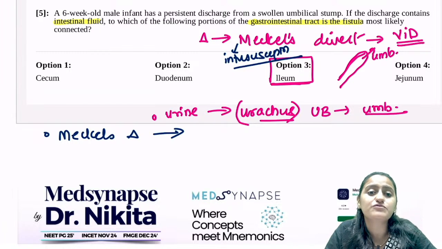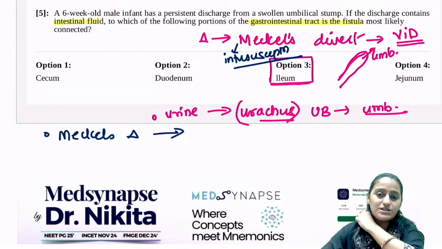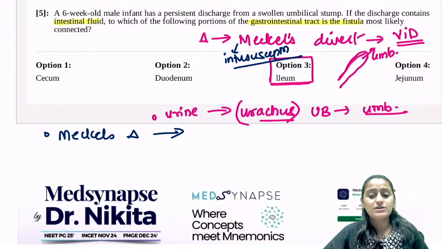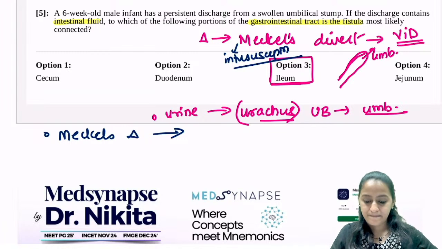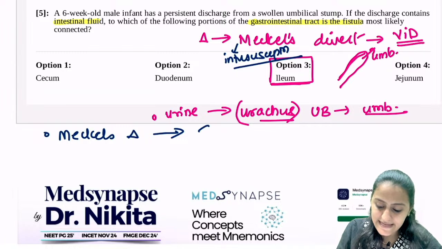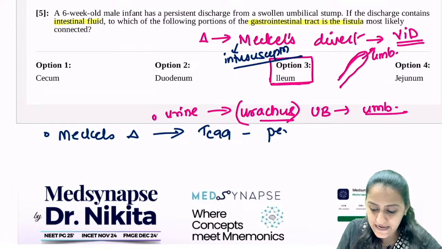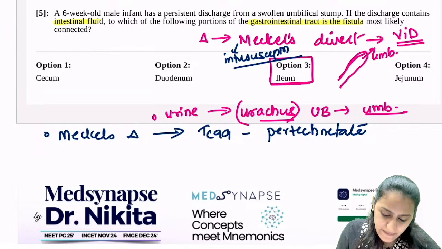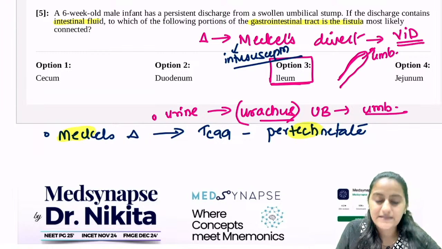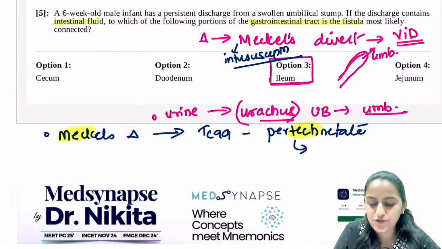What test do we use for diagnosing Meckel's? What nuclear scan is it for Meckel's diagnosis? It is technetium-99 bound to what? Technetium-99 is a radioisotope. Technetium-99 pertechnetate. Remember, Mec is tech. It is pertechnetate. Technetium-99 pertechnetate scan.